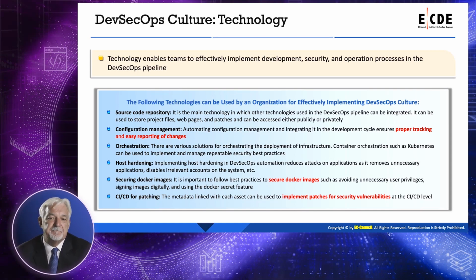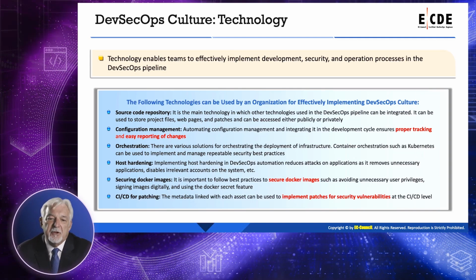Configuration management. Automating configuration management and integrating it into the development cycle ensures proper tracking and easy reporting of changes. Orchestration. There are various solutions for orchestrating the deployment of infrastructure. Container orchestration, such as Kubernetes, can be used to implement and manage repeatable security best practices. You do this through container templates and things like that.